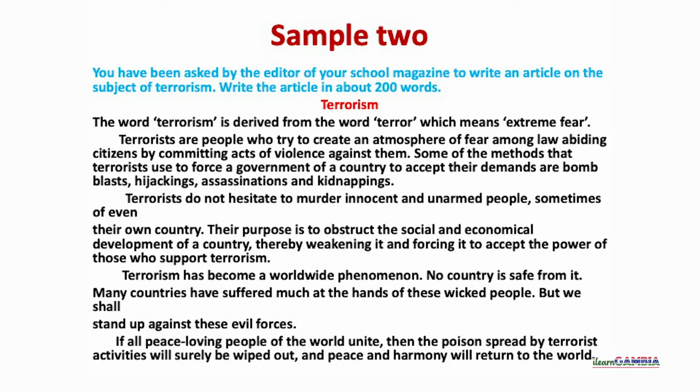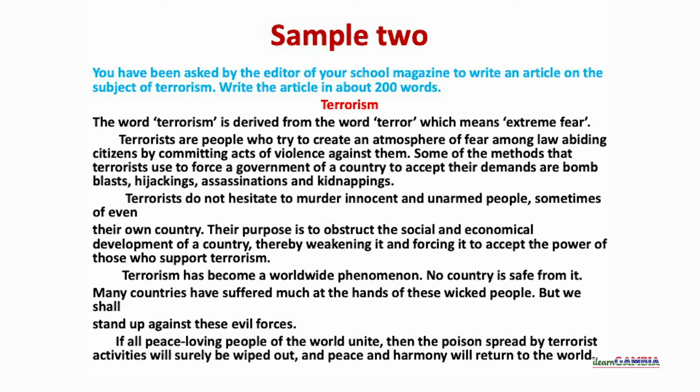So you can see some of the methods that terrorists use to force a government of a country to accept their demands are bomb blasts, hijacking, assassination, and kidnapping. So you can see, as I said, the introductory paragraph defines the word terrorism. Now, the first paragraph talks about terrorists and the method in which they operate. So we move on. Terrorists do not hesitate to murder innocent and unarmed people, sometimes even their own country. Their purpose is to obstruct the social and economical development of a country.